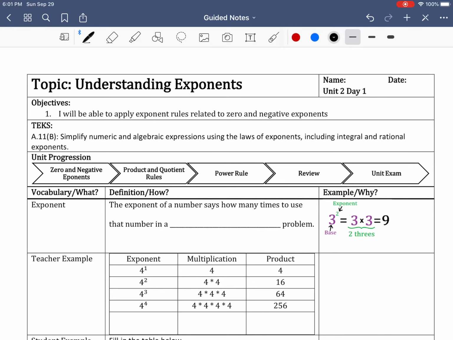Alright, you guys, today we're doing Understanding Exponents, Unit 2, Day 1. Our objective is: I will be able to apply exponent rules related to zero and negative exponents.